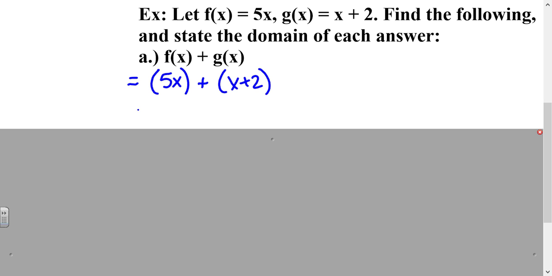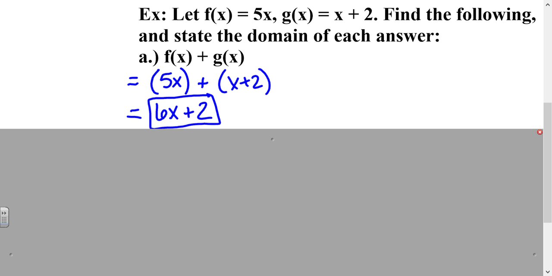From here I can combine like terms. So 5x plus x will be 6x, and then plus 2. So this will be my answer. Now we're going to state the domain. If you remember when we did functions, the domain is associated with the x value. So the domain is what you can plug in for x and get a real answer. It can't be undefined and it can't be imaginary.